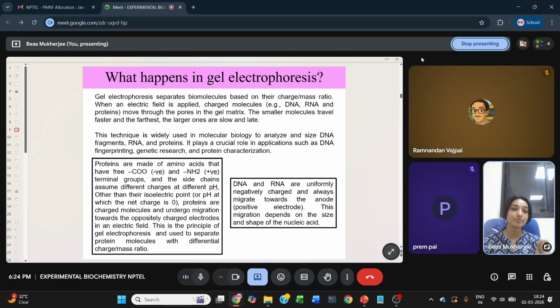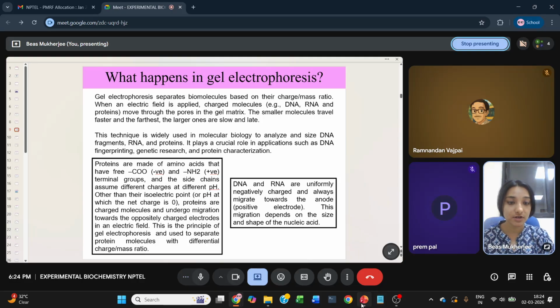So this is the principle of gel electrophoresis and is used to separate protein molecules with different charge by mass ratio. Now DNA and RNA have an overall negative charge. Both are uniformly charged, and they always migrate towards the anode, or the positive electrode, and this migration depends upon the size and shape of the nucleic acid only.